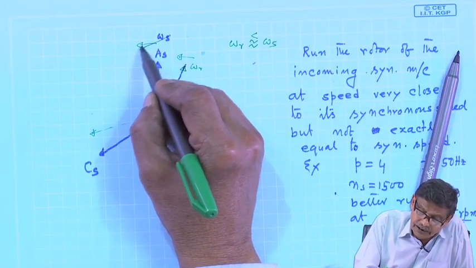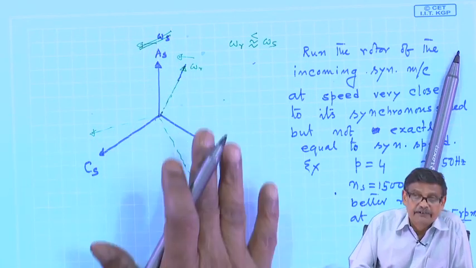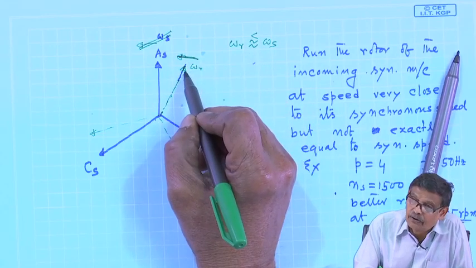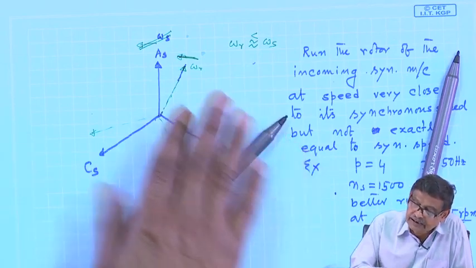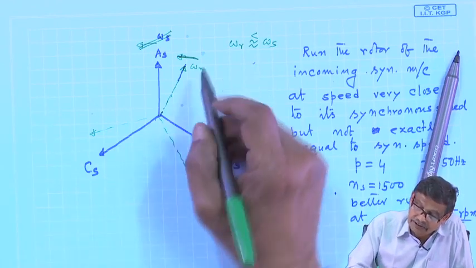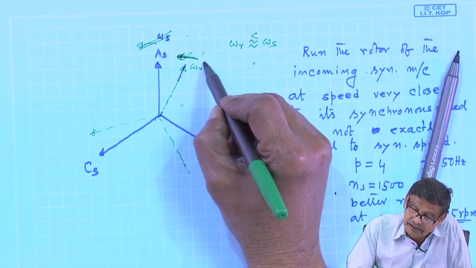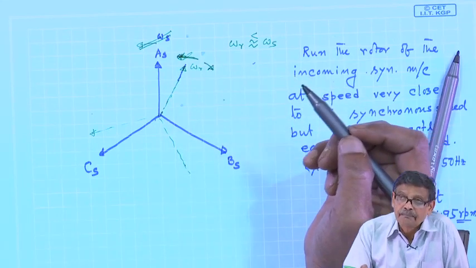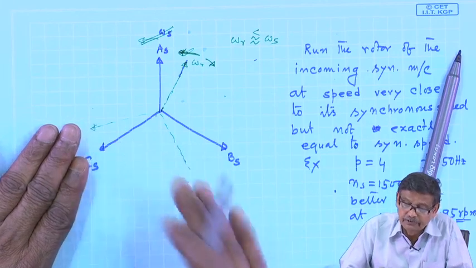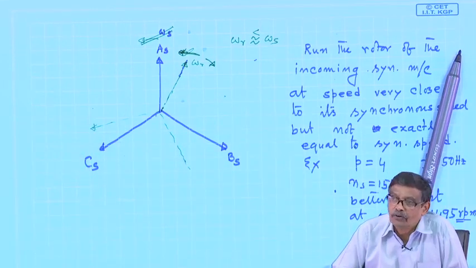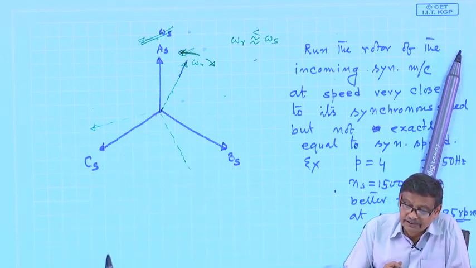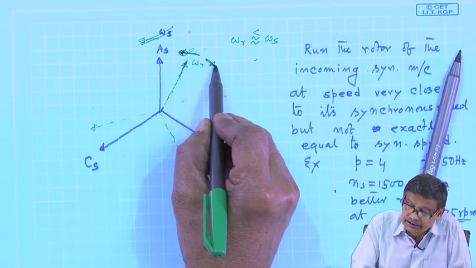Therefore, I will pretend that AS, BS, CS are fixed, and this phasor, if omega r is less than omega s, then is it moving like this with respect to this? Or anticlockwise direction. Are you getting? That is, if you freeze AS, BS, CS, these green phasors will be moving with the relative speed either in the clockwise or in the anticlockwise direction. So, omega is greater, therefore, with respect to this, it will be moving this way.